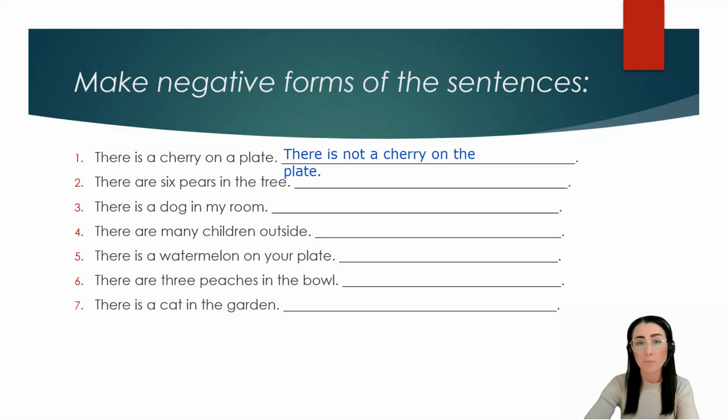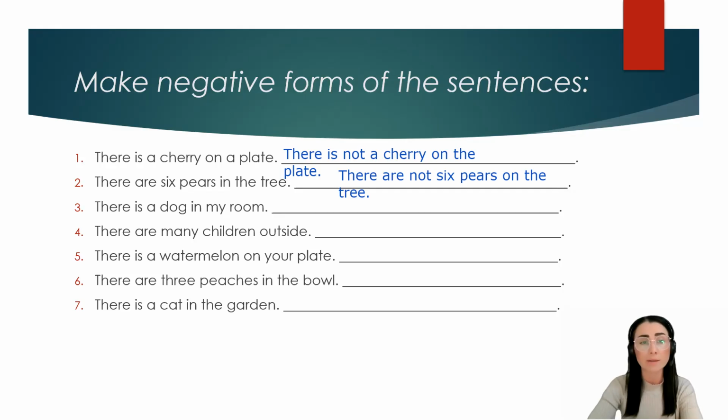Take a look at this example. Pause this video. Write down all the negative sentences, then check your answers. Correct answers. Number 2. There are not 6 pears in the tree. Short form. There aren't 6 pears in the tree.